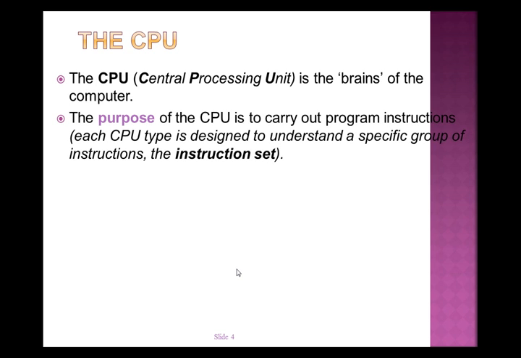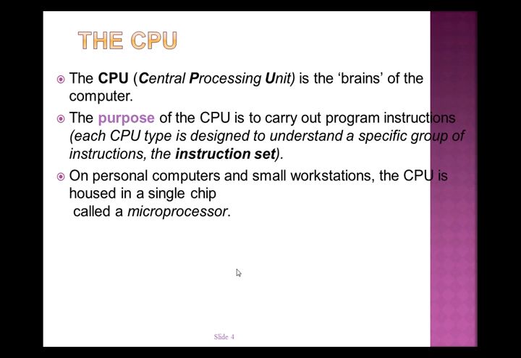The purpose of the CPU is to carry out program instructions. Means the main purpose of the CPU is to carry out, that is, to get the program instructions. Each CPU type is designed to understand a specific group of instructions, that is the instruction set. That is, each CPU is designed to understand a specific group of instructions.